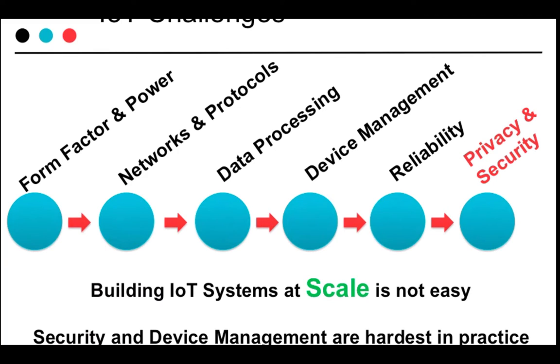Today we have come to realize, or come to trust, our banking software, for example, to say it is secure. I can do my e-commerce or banking online. But in the IoT world, it's still not there yet. We have huge problems to solve in the IoT world. So building an IoT system at scale is still complex. It's not an easy task.